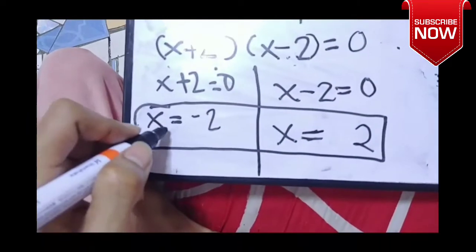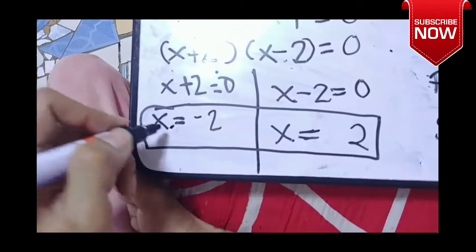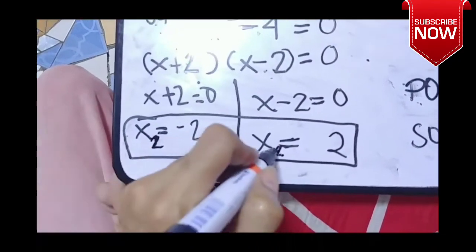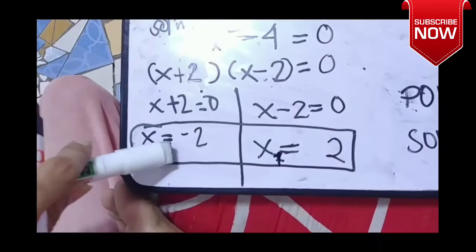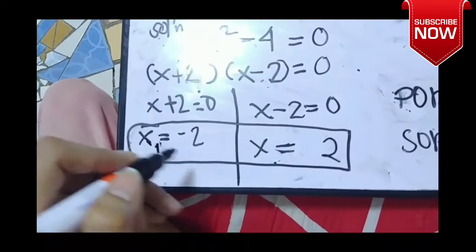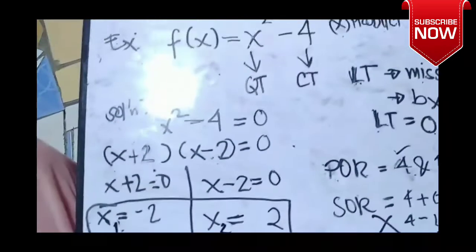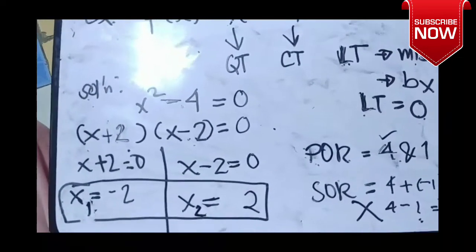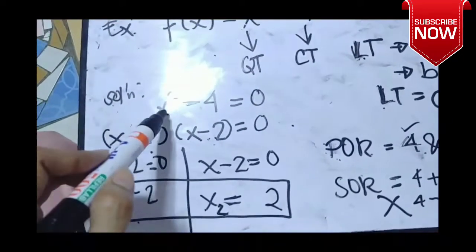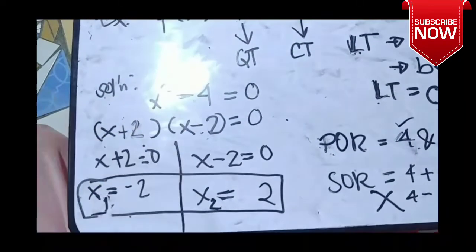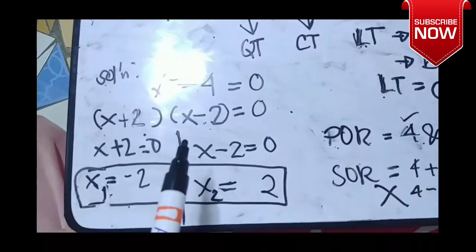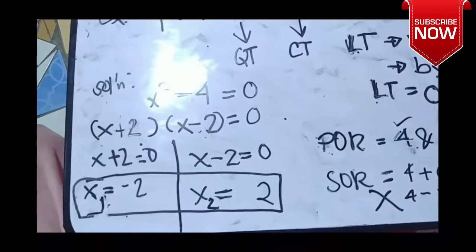So, pwede nating lagyan ng subscript na x1 and x2. Pwede rin yan maging x2 then x1. It doesn't matter. Kahit hindi mo rin lagyan yan, okay lang. Pero lagyan na lang natin. Okay? x1 and x2. So, yan na po yung value ng x pagdating sa equation na x squared minus 4. So, ang tanong, sigurado na ba tayo na yan ang sagot? Yan ang value? Let us check.